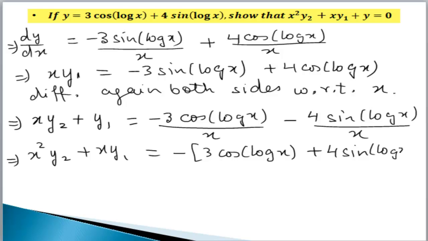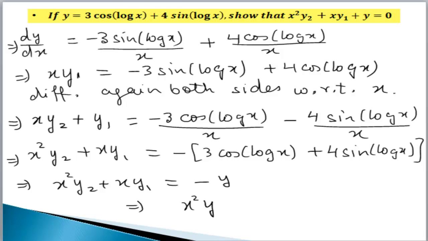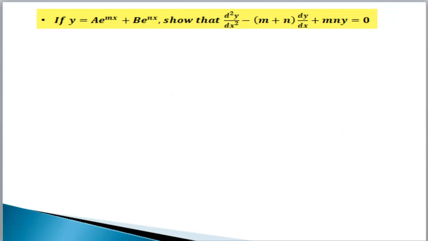Now you look at the expression inside the bracket. You will find it is nothing but our function y only. So you can replace it by y and we get x square y2 plus xy1 is equal to minus y. Bringing it to the left side, we get the required equation which is to be obtained: x square y2 plus xy1 plus y is equal to 0. So done with the proof part.